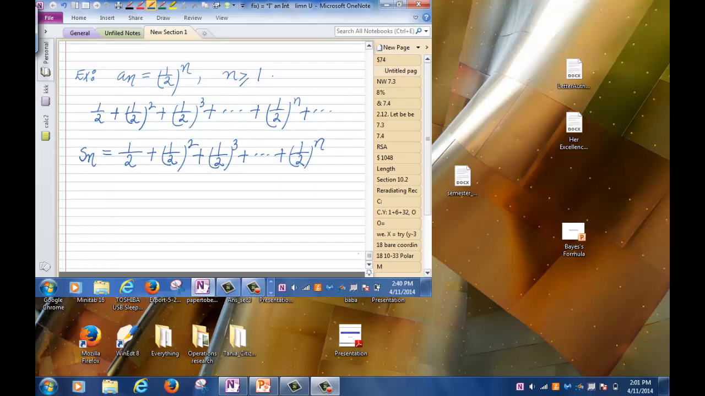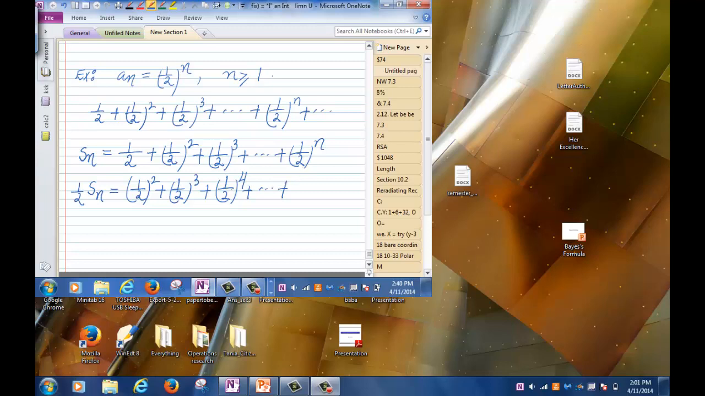What we are going to do is, this equation that I have now, I am going to multiply both sides by half. So notice that if I multiply both sides by half, I get half Sn is equal to what? What do I get? 1/2 squared plus 1/2 what? Third, 1/2 to the fourth plus dot dot dot.